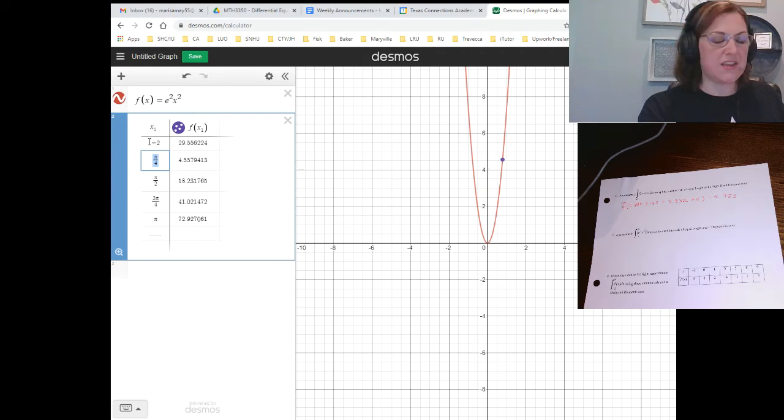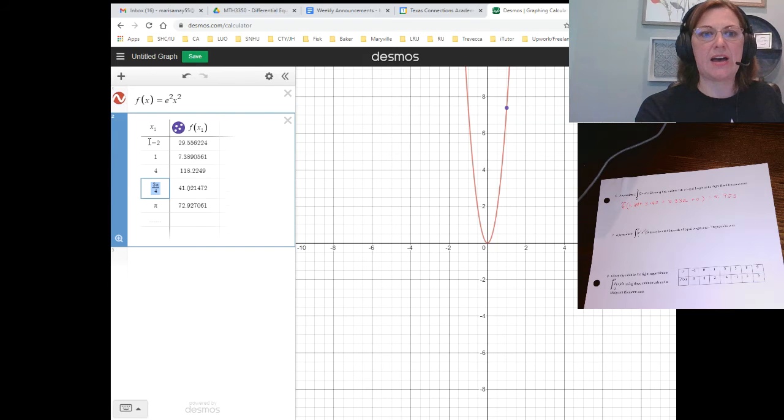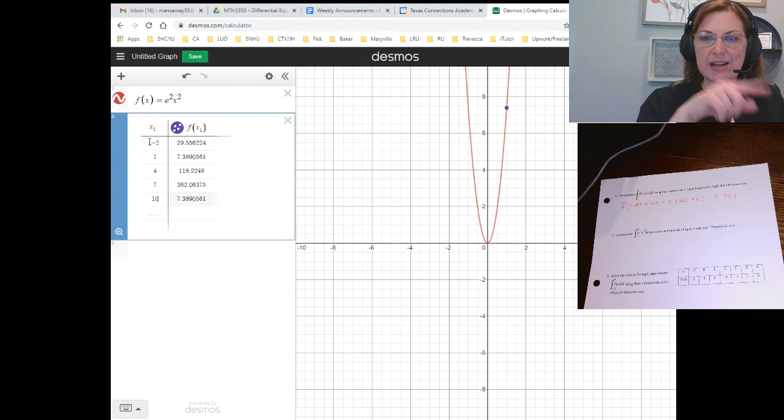And then the next one would be 3 away. That would be 1. And then the next one away from that would be 4. And the next one from that would be 7. And the last one would be 10. So I'm hoping you see how I divided those up.